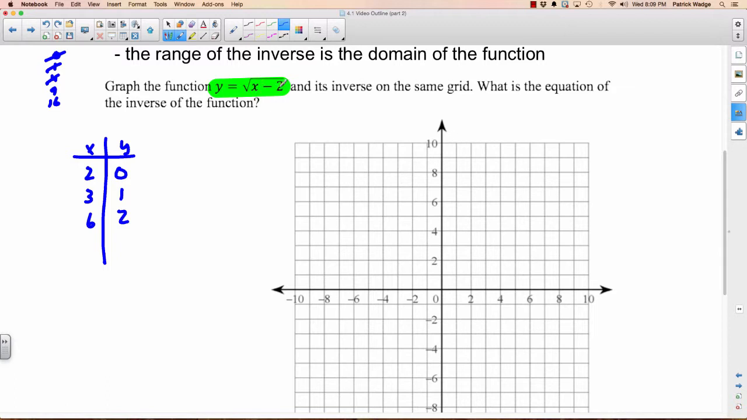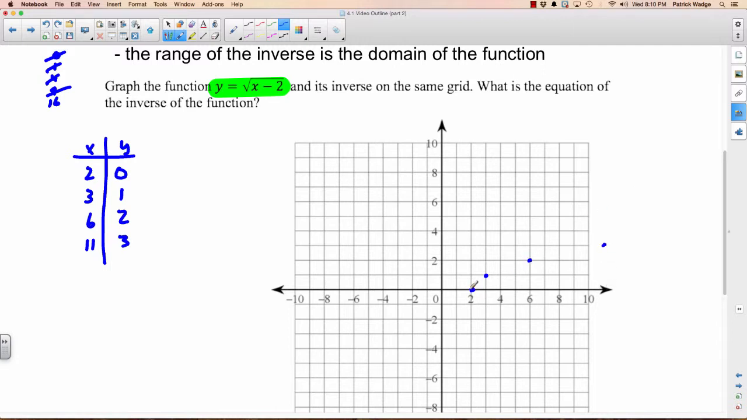If I want this inside part to equal 9, what do I have to put into x? I put 11 in there. 11 minus 2 is 9, and the square root of 9 is 3. We won't be able to fit 16. We'd have to put 18. It's too big. So these are the ones we're going to graph: 2, 0; 3, 1; 6, 2; 11, 3. Well, it's off the grid a little bit, but I'll put it right there.